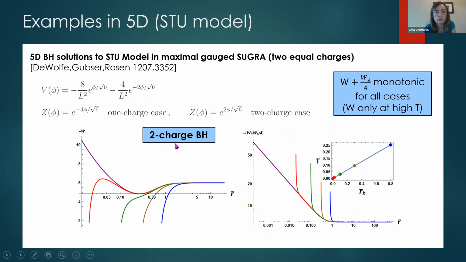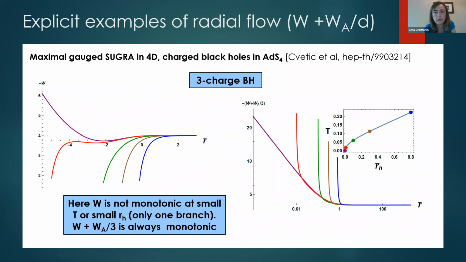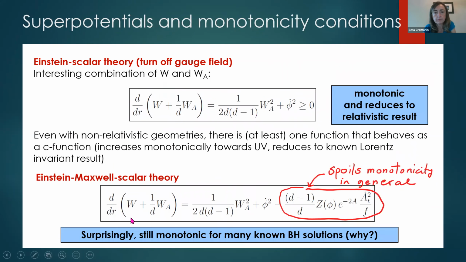For the two charge case in this example, there's only one branch. This purple dot is the zero temperature line. Here W is not monotonic, eventually becoming monotonic at higher temperature. So I don't know if anybody has any comments on this. It would be useful if there is some better understanding of why this is happening. But this quantity that you would expect to change sign doesn't for a lot of black hole solutions, even though that. Yes.